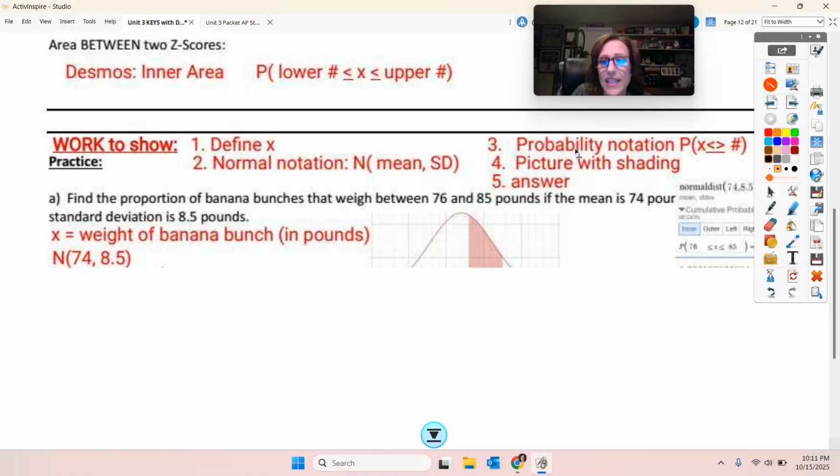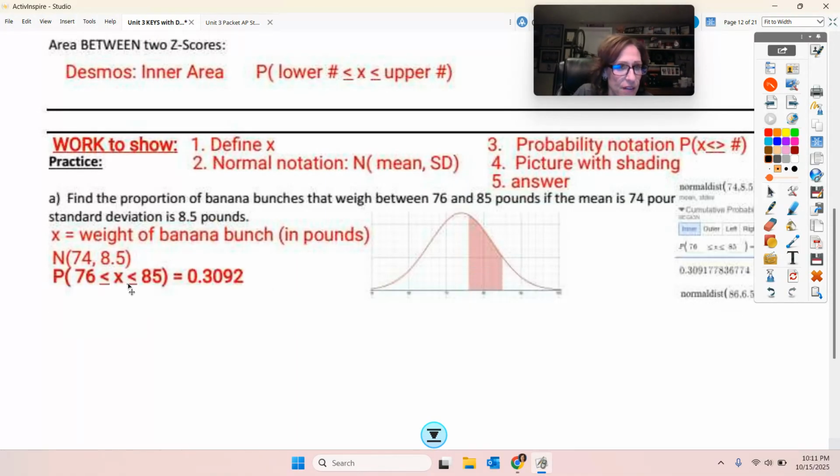Number 3, write the probability notation of what you're finding. I'm finding the probability of X being in between 76 and 85. And then number 4, draw a picture here. You're going to want to do some labeling of this picture. I didn't here because it's kind of labeled, but it's really small. So you want to label this value here. You want to label this value here. It would really be good if you also put that mean in there so you can see it, so put the mean and then the bounds and shade the area you want.